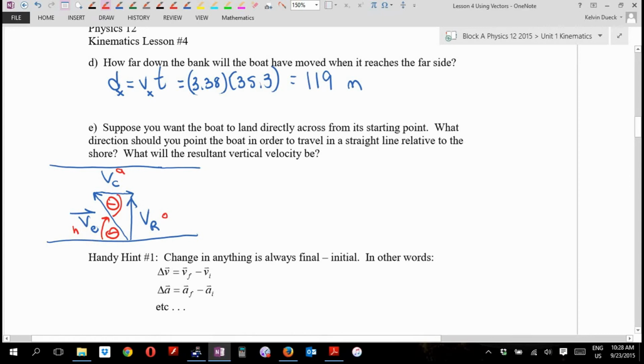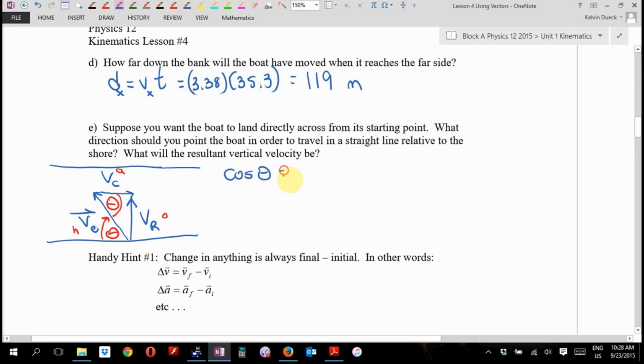Which trig function could I use to find theta? Well, I don't know VR, the resultant. Do I know the current? Three point whatever. Do I know the engine? 7 point. Oh! And this is why last day I said, Mr. Dueck, is it tangent all the time? And I said, often, but not always. Because which trig function this time? Okay.